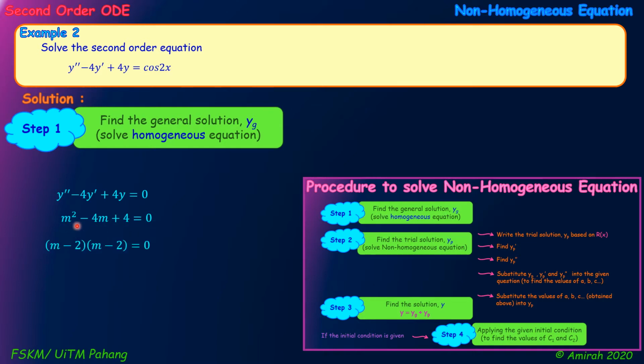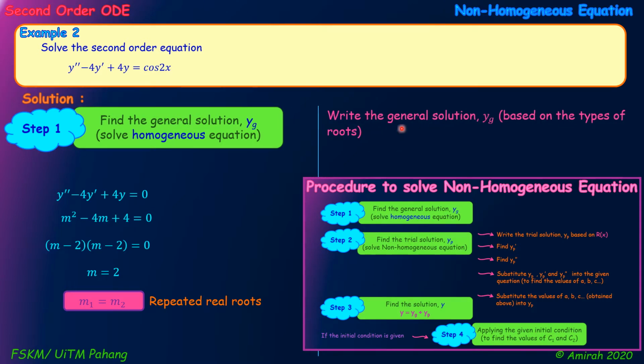Since this quadratic equation can be factorized, we factorize it. We get m minus 2 times m minus 2 equals 0. So m1 equals 2 and m2 also equals 2, so m1 equals m2. This is called repeated real roots, so we can write m only, m equals 2.